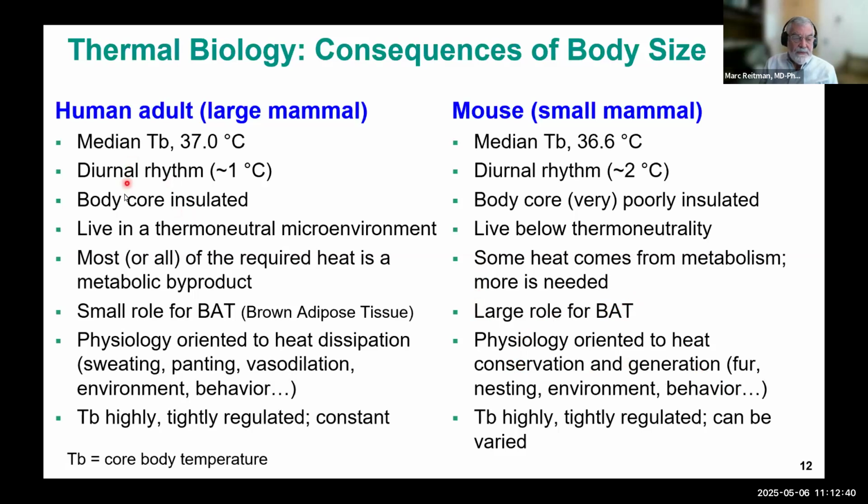In contrast, in a human, the body core is insulated. We adjust our environment so that it's thermoneutral. Most of, or really basically all the heat we need is a metabolic byproduct. So in adult humans, there's little role for any brown adipose tissue, and the physiology of big mammals is oriented toward heat dissipation. The exact ways are often species dependent, but certainly vasodilation and modification of environment and behavior are major. Body temperature is highly and tightly regulated in both big and small mammals, but small mammals have some extra tricks that large mammals don't use. Although the temperature is still highly regulated, it's allowed to vary.